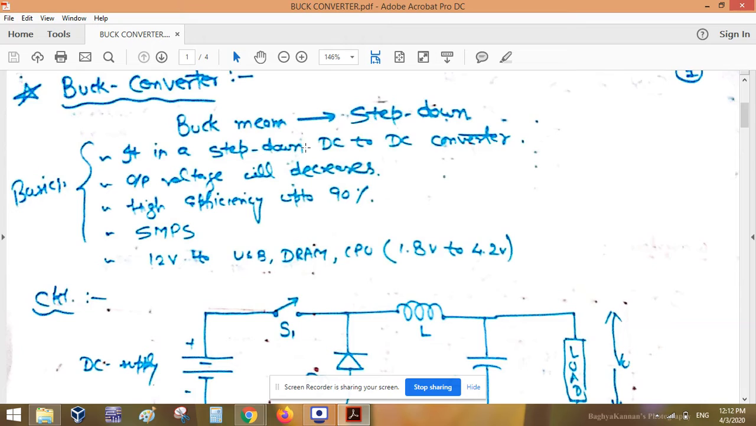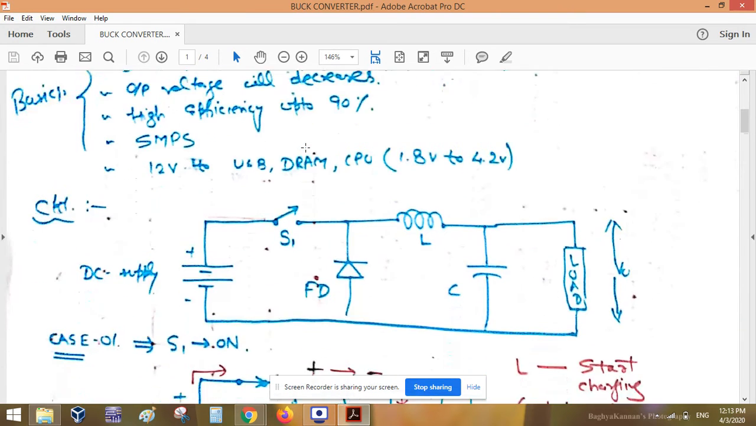90%. The buck converter is mainly used in the SMPS circuit, that is the switch mode power supply. Apart from this, it is used in the CPU: you have a 12 volt supply from the SMPS, and then you have to give the supply to the USB, DRAM, CPU. All of these devices work at different voltages ranging between 1.8 volt to 4.2 volt. So basically this is a step down converter.